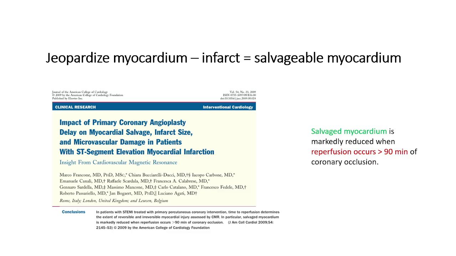So it is found in the literature that showed the relationship of angioplasty time with myocardial salvage, infarct size, and microvascular damage, and it is found that salvaged myocardium is markedly reduced when reperfusion occurs more than 90 minutes of coronary occlusion.